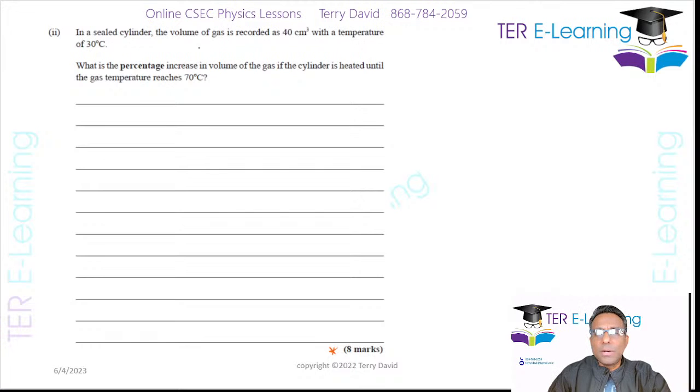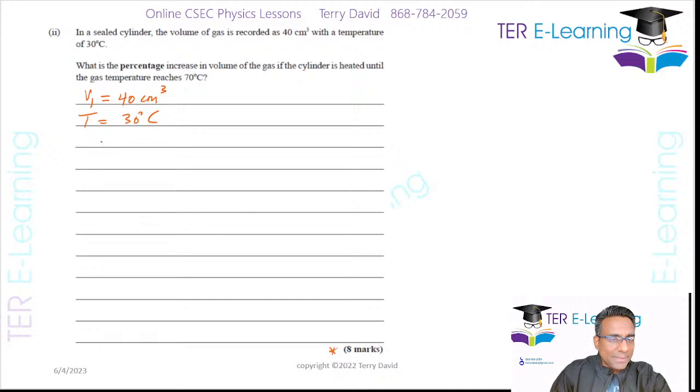So we have a volume of a gas here in a cylinder. Let's call that V1. That's your initial volume, and that is 40 cm cube. Temperature is 30 degrees Celsius.